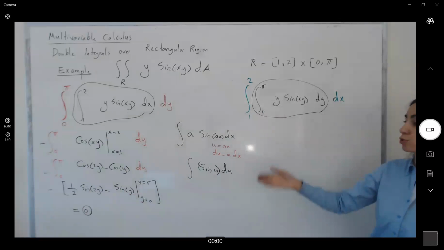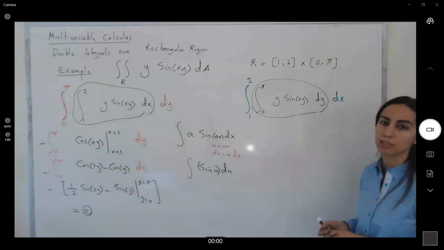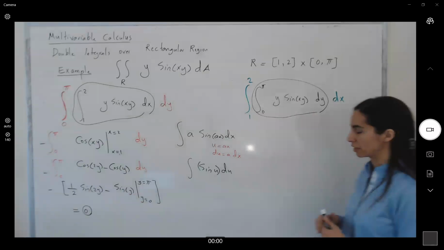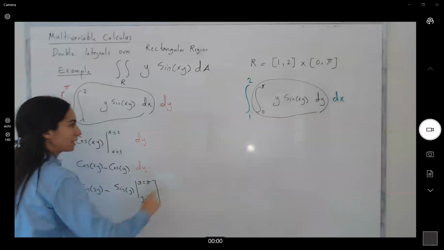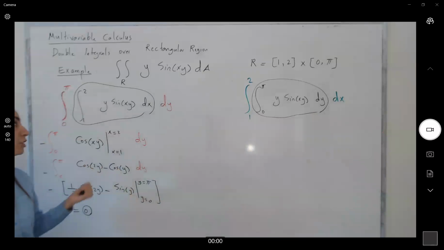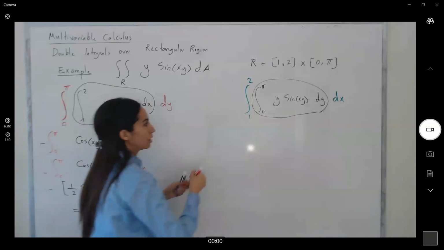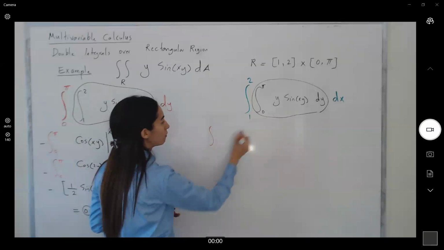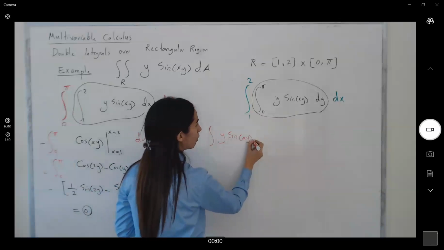What if your setup is like this? What if you want to take the integral with respect to y first? Well, here you have this integral. It makes it a little bit more complicated than evaluating the integral by having x first. So think about it this way. It means that we are taking the inner integral of y sine of ay dy.